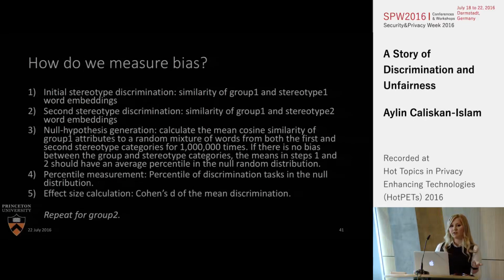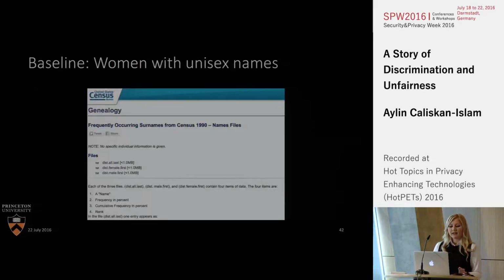And this is what previous psychology researchers did in the past as well to measure such effects. And then we repeat this for group 2, which is the white Americans. And in order to get our baseline, first of all, we wanted to see if we are able to get meaningful information from these language models. So we wanted to have ground truth and then use our method on this ground truth to see if language models are giving us any informative numbers.